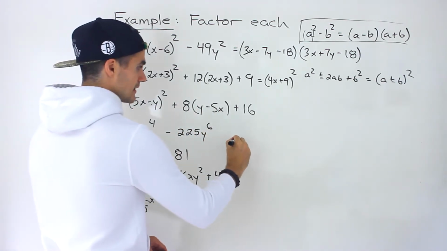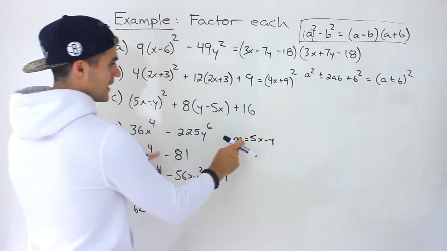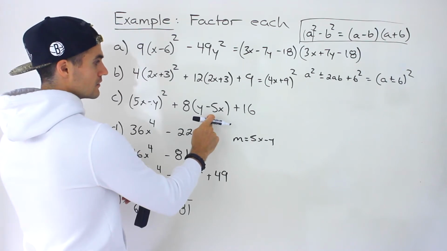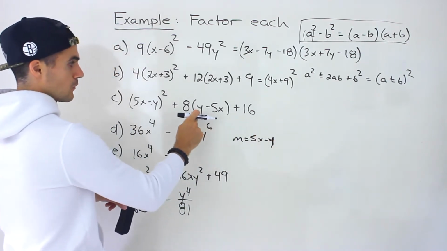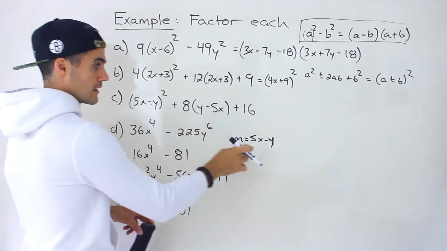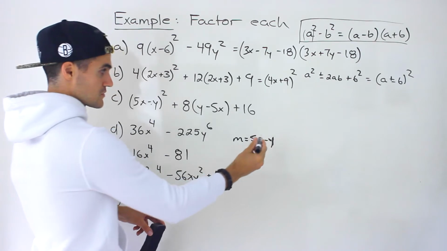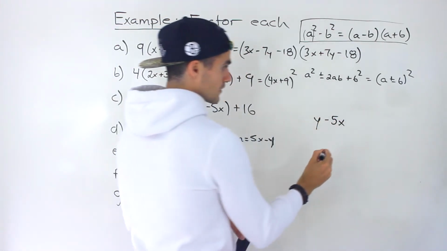So we can't just say let m equal this 5x minus y, because then we can't plug in this m over here, okay? Because 5x minus y is different than y minus 5x. But what we could do is take this bracket and write it in terms of 5x minus y. So if we have y minus 5x, what can we do?